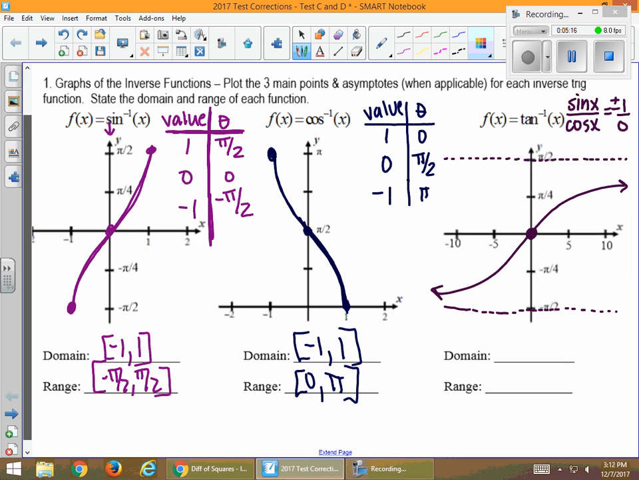The domain and range here, we're going to use parentheses instead of brackets because we're not including our endpoints. So our domain is all reals. This one does have arrows. We are going on forever and ever from the left to the right. Our range is negative pi over 2 to pi over 2. And we're not including our endpoints because of those asymptotes.